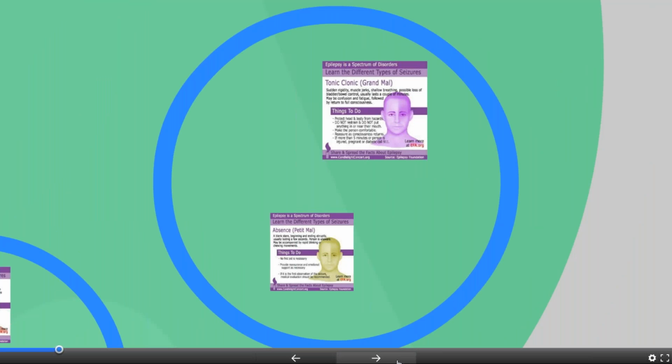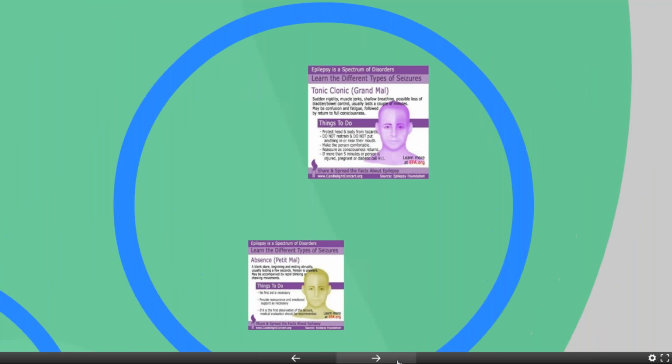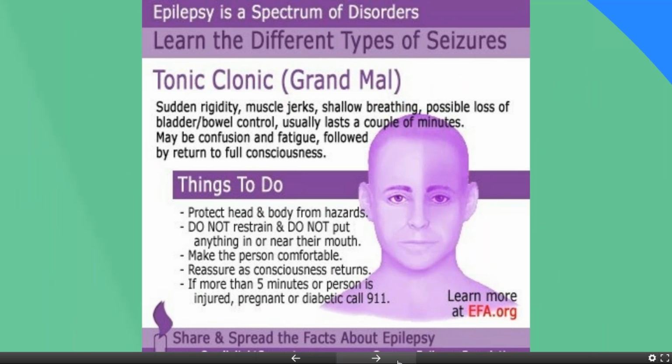So let's go through the two types of generalized seizures. You have tonic-clonic, which is also sometimes known as grand mal, and that's when somebody will be very rigid, jerking, with shallow breathing and possible loss of bladder and bowel function. Usually it can last up to a few minutes. Afterwards, they may be confused and fatigued, and then that's followed by a return to full consciousness.